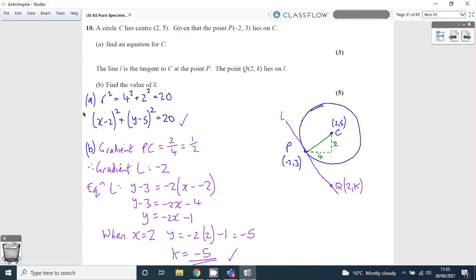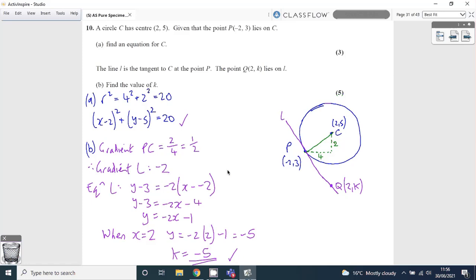So using the equation of a circle, we're substituting in the center, which is (2, 5), and as I just said, the radius squared equals 20. Now for part B, the gradient of PC is y step over x step, which is 2 over 4, which is a half. Therefore, the gradient of the line L going from P to Q is going to be: flip that over, change the sign, which is minus 2.